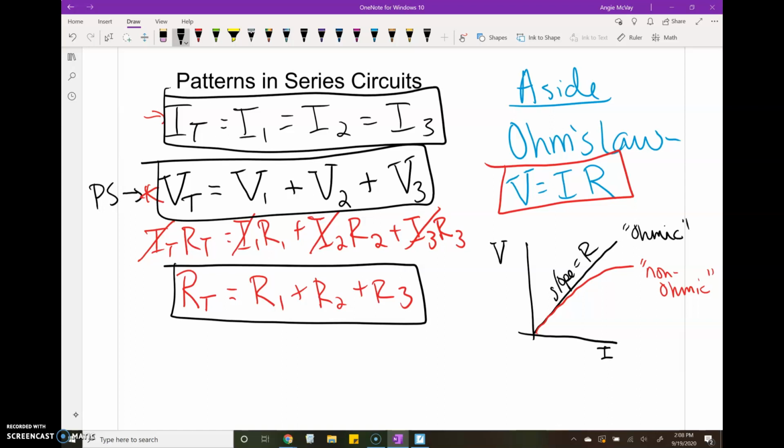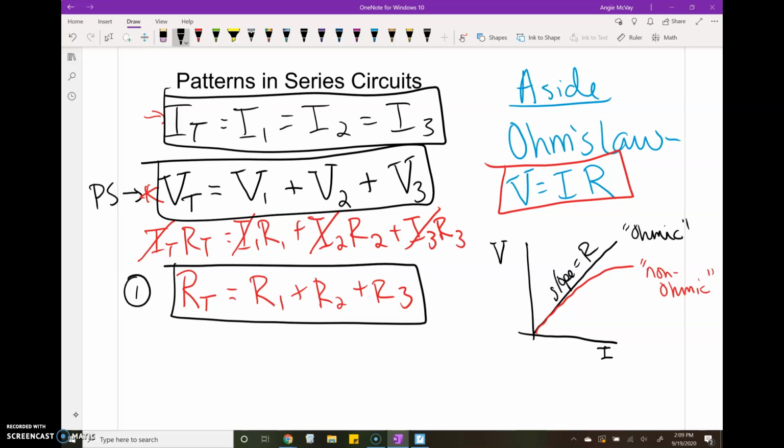Now in your lab, I want you to calculate total resistance a couple of ways. Okay, so you're going to find it actually first this way. You should have written down the resistance of each of your light bulbs, right? Add them up. What's the total resistance of your circuit?